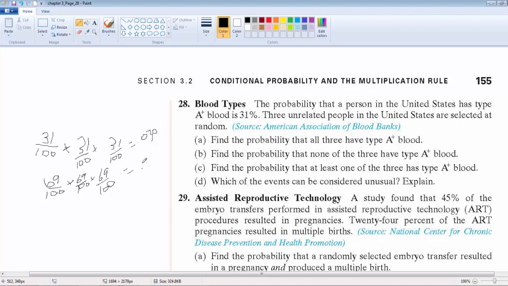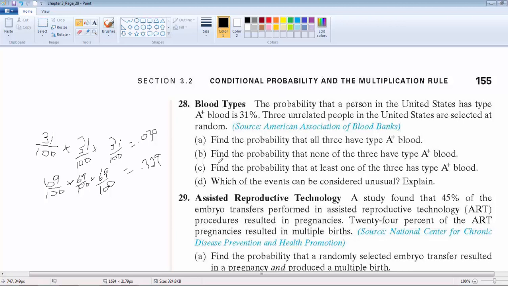You would expect this, of course, to be much higher than the other because you have 69% chance here as opposed to 31% chance. These are not complements of one another, just the fact that all 3 have type A positive and the type that none of them do are not complements of one another. We're going to see where the complements come into play here.